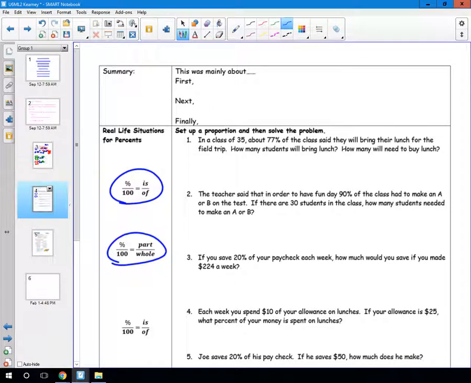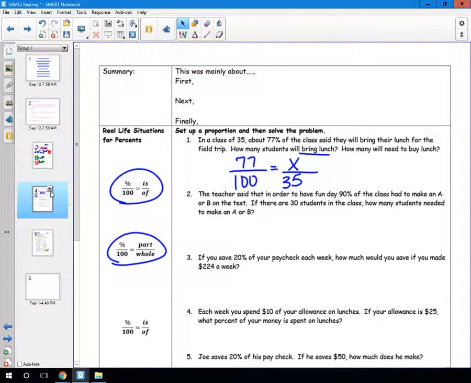It says in a class of 35, about 77% of the class said they will bring their lunch for the field trip. How many students will bring their lunch and how many need to buy? Okay, so let's just start with the bring. So it says in a class of 35, 77%, so 77 over 100, in a class of 35, so 35, is that my part or my whole? That's right, that's my whole, so I'm going to put 35 on the bottom. We want to know how many will bring their lunch, so we're looking for the part, okay? And so you're going to simply cross multiply and divide.